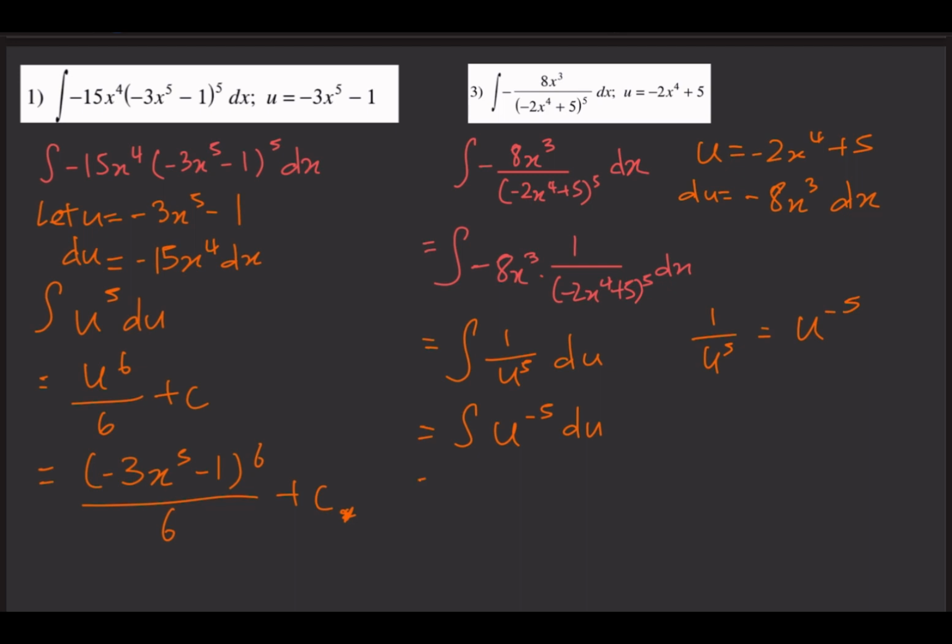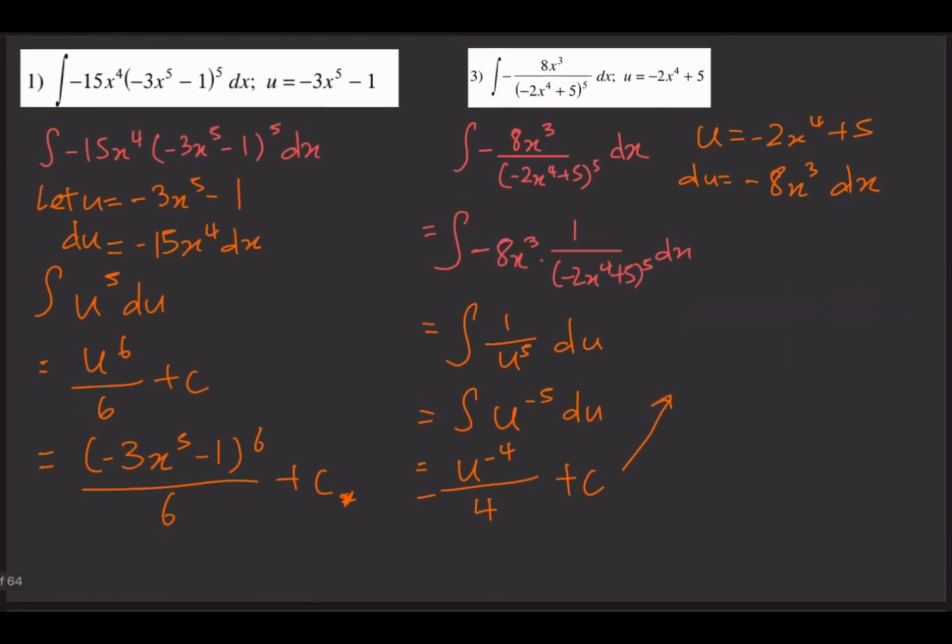Okay, now just use the power rule here, and we get u^(-4) divided by negative 4 plus c. And if you want to simplify it, you can go, pardon me, I'm running a bit out of space here, negative 1 over 4u^4 plus c. And then always remember to substitute it back, so you get negative 1 over 4, and substitute the u. Our u is (negative 2x^4 plus 5)^4 plus c, and that is your final answer.